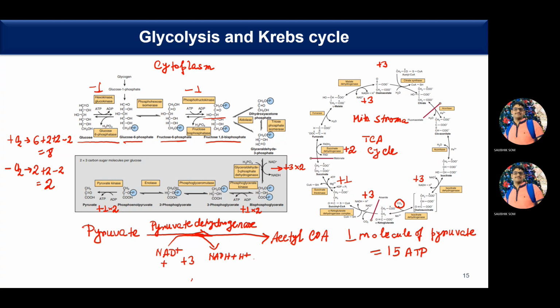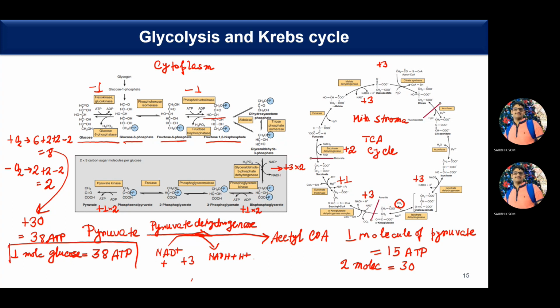So one molecule of pyruvate generates 15 molecules of ATP. Since we will have two molecules of pyruvate, two molecules will give 30 ATP. So for one molecule of glucose in the presence of oxygen, 8 plus 30 is equal to 38 ATP. So one molecule of glucose will give me 38 ATP in total.